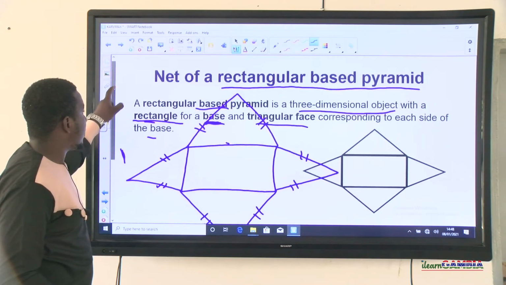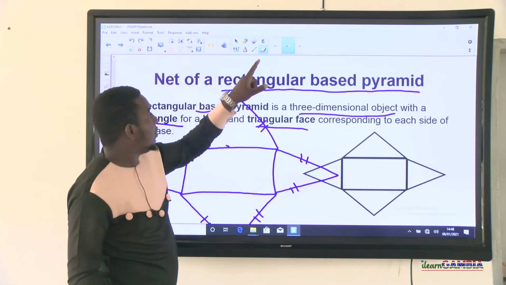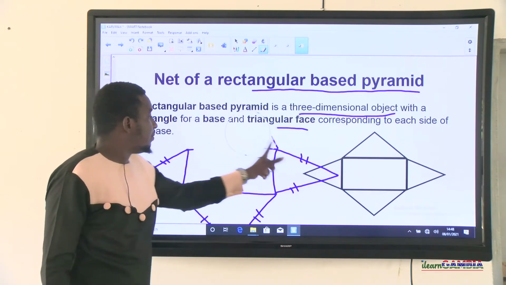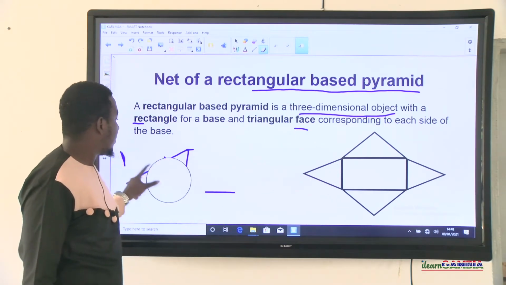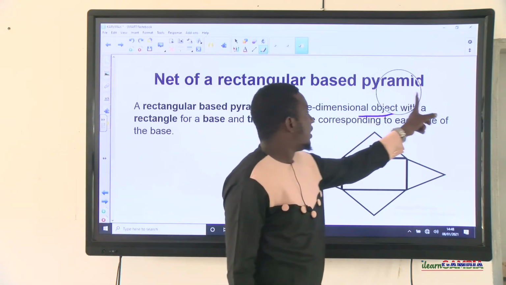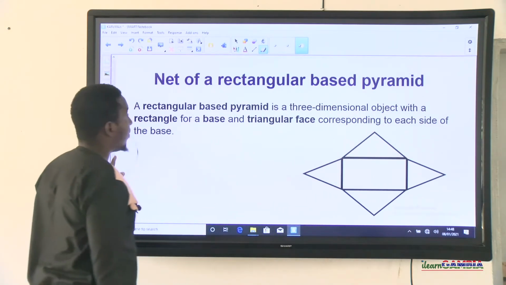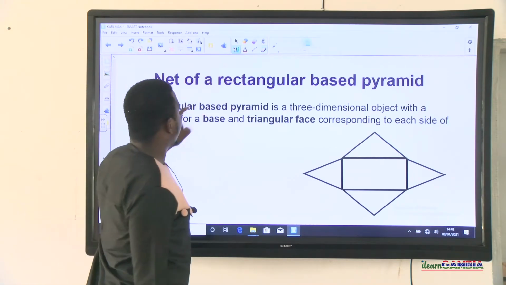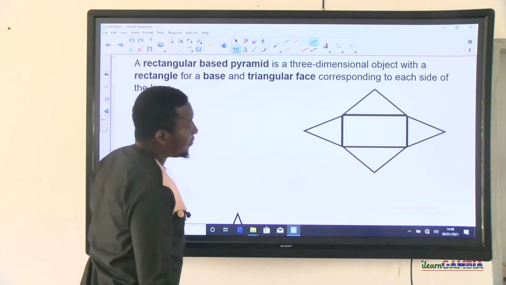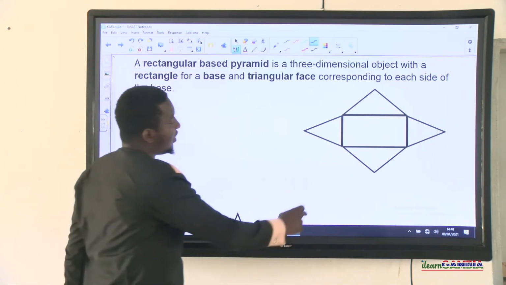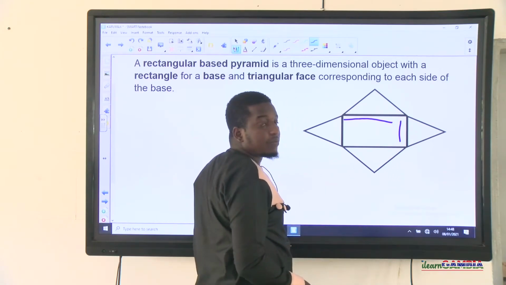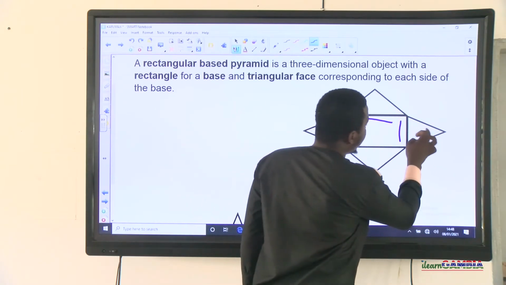Again, what we need to note in this case is that when dealing with a rectangular based pyramid, first of all, the base of the pyramid must be rectangular. We have square based pyramids and others, but in this case, we are looking at a rectangular based pyramid. So the base of the pyramid must be rectangular, like the case that we have here. If you look at it, this is a rectangle. It has a length and a width.